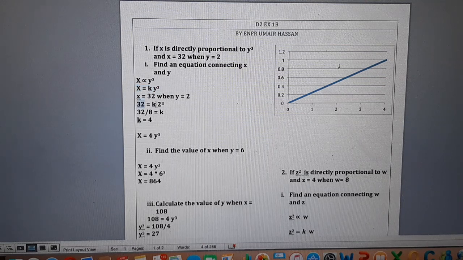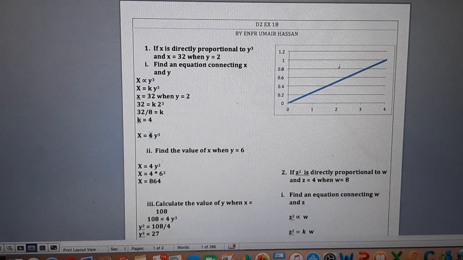Now, x is equal to 32 and y is equal to 2, but here you have to take the cube of y. So, y is 2 and y cube is 2 cube. 2 cube is 8. When you move 8 to the left side, it will divide 32. So, 32 over 8 will give you the value of k, and 32 over 8 is 4. So, k is equal to 4. So, the equation connecting x and y becomes x is equal to 4y cube, by inserting the value of k, which is 4.